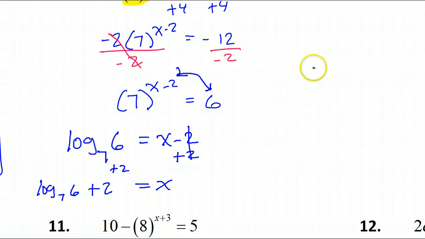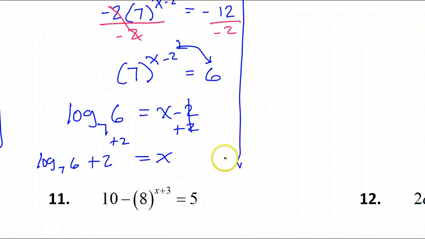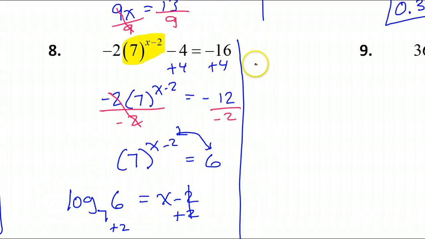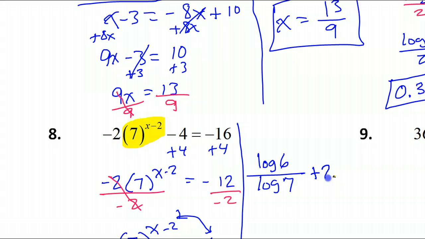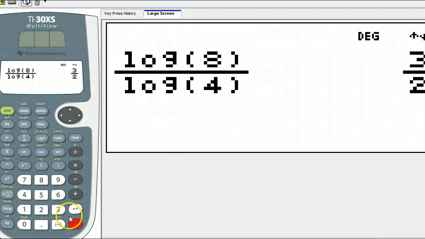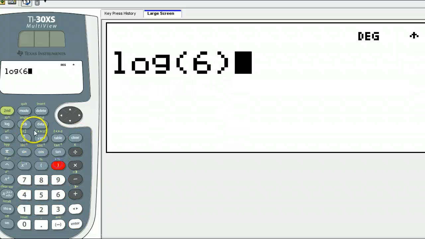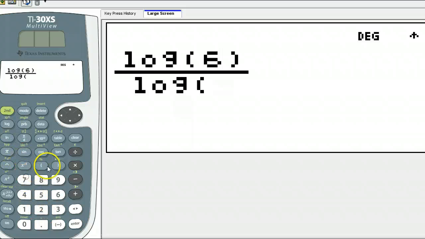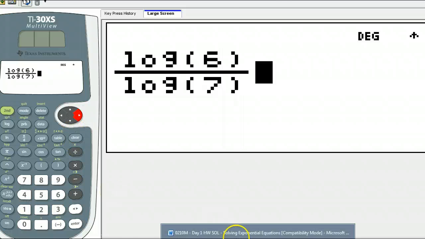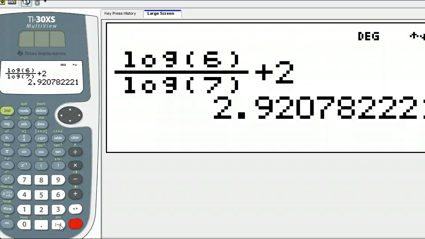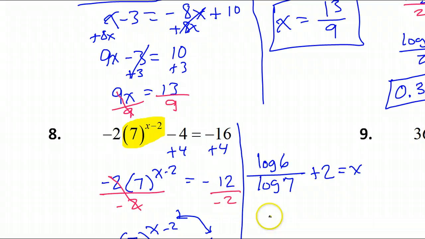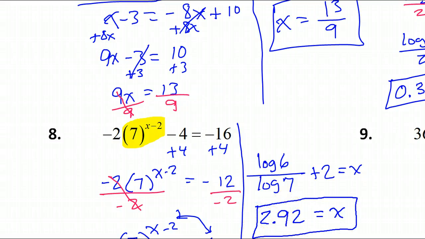All right, to evaluate this, I'm going to need the change of base formula. So log base 7 of 6, that's log 6 over log 7. Okay, so log 6 over log 7, and then plus 2. All right, now this I can put in my calculator. Plus 2. All right, you can just type it all in. So that's 2.92. All right, that's it for number 8.